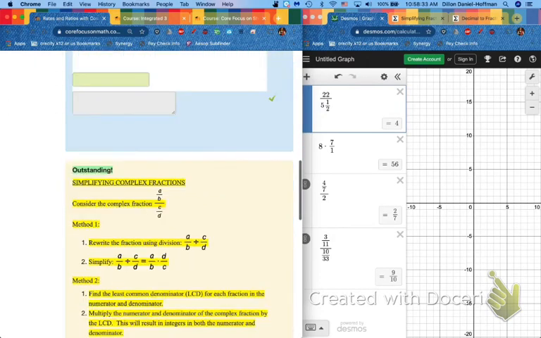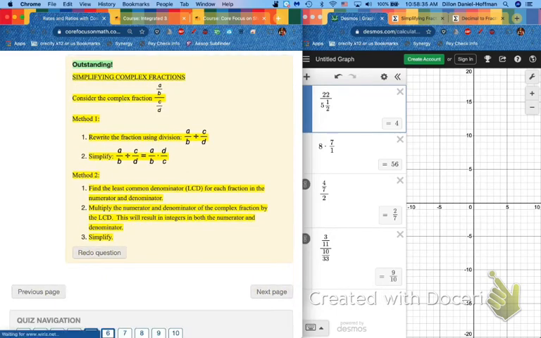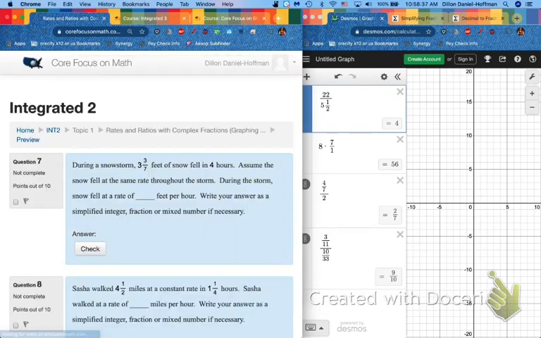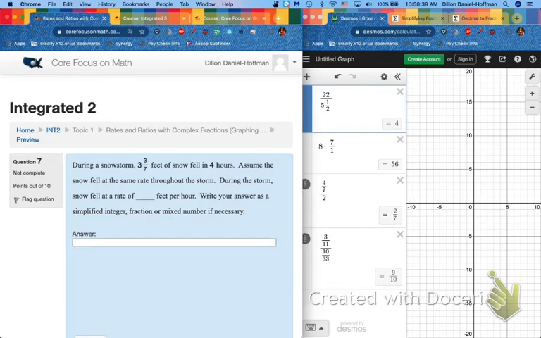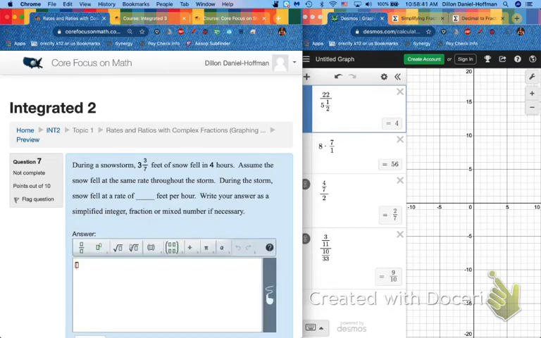Yay! And we're going to follow these directions for all of these word problems, at least until number 10, where it gets a little different. During a snowstorm, 3 3/7 feet, again, who measures it like that? Nobody, but just go with it, fell in 4 hours. Assume the snow fell at the same rate throughout the storm, also unrealistic. During the storm, snow fell at a rate of blank feet per hour. Feet per hour. So we're going to put feet, and then our fraction sign, and then hours goes on bottom.